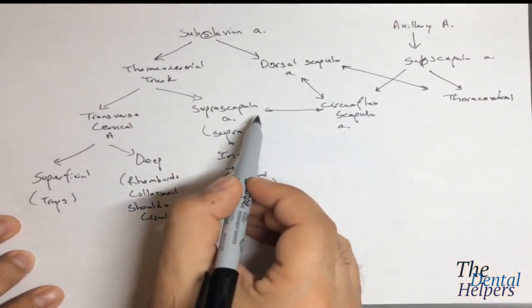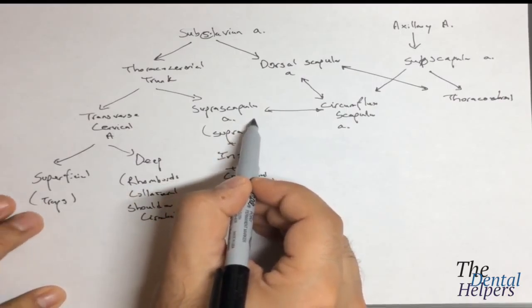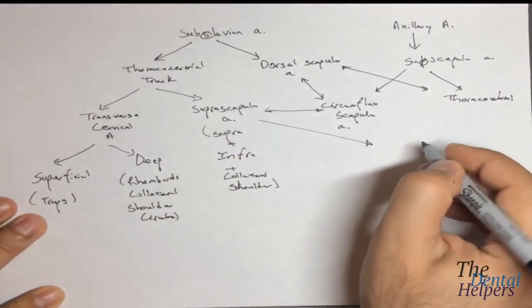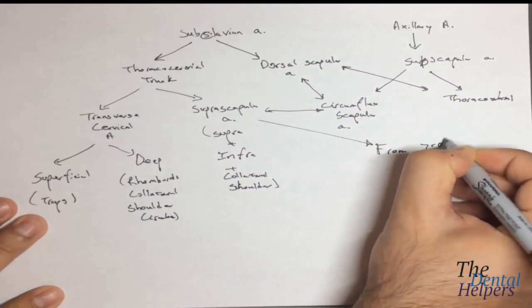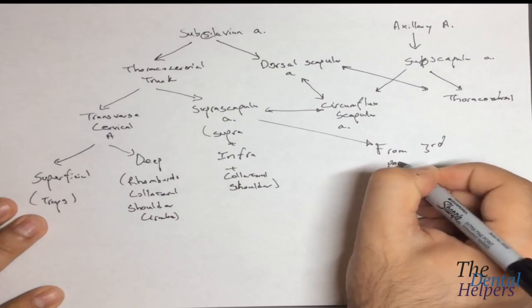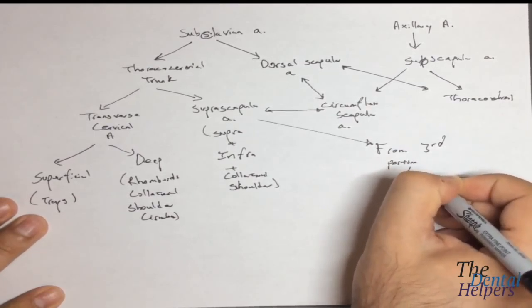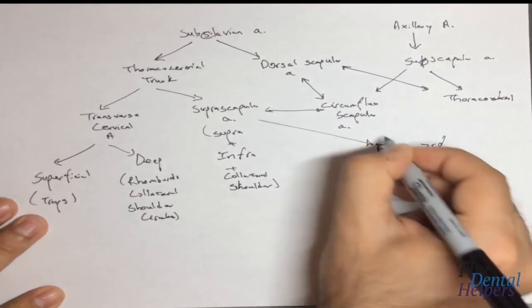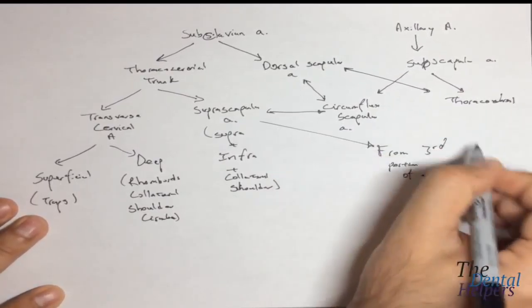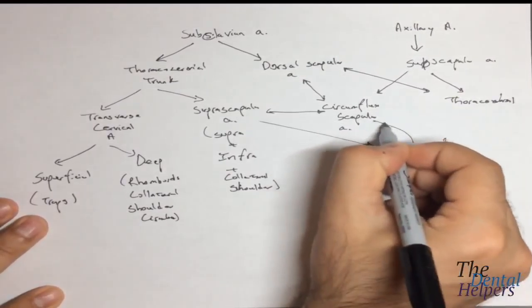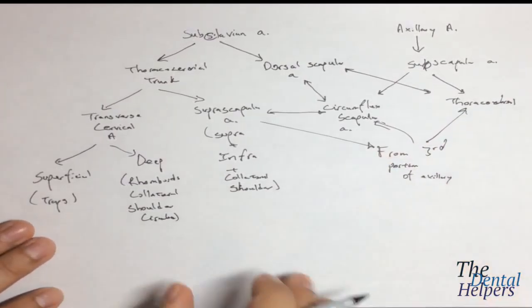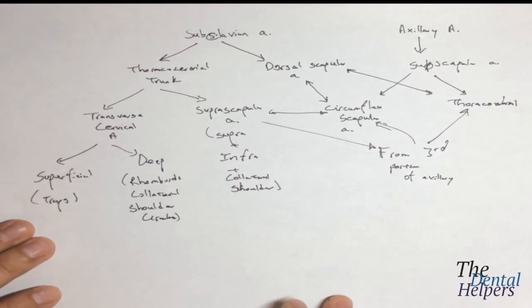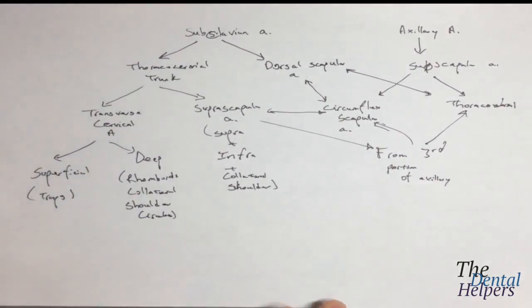And so from the suprascapular, it's going to be from the third portion of the axillary. And so there are three branches of the axillary, so this is going to allow this split into the circumflex as well as the thoracodorsal. And so these are the main arterial circulation inside the scapula.